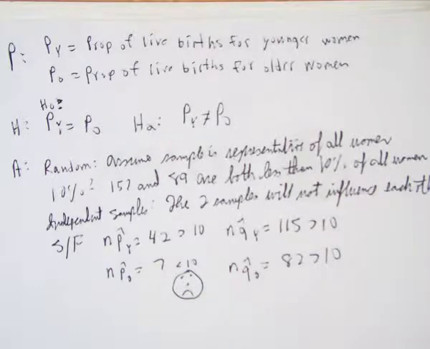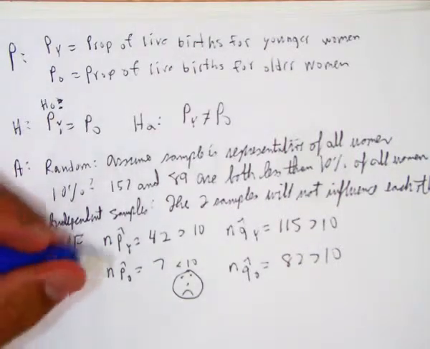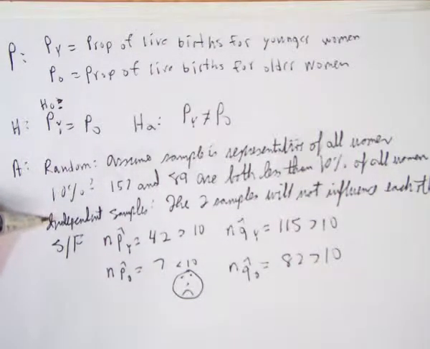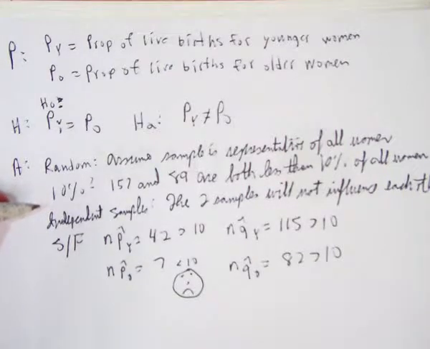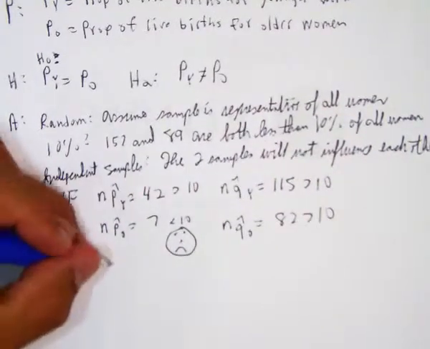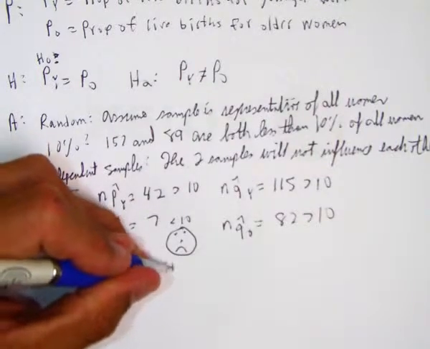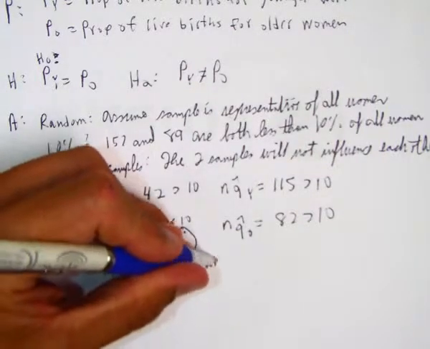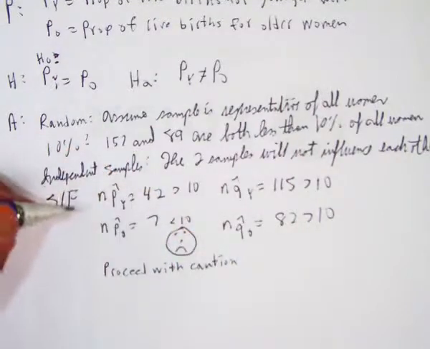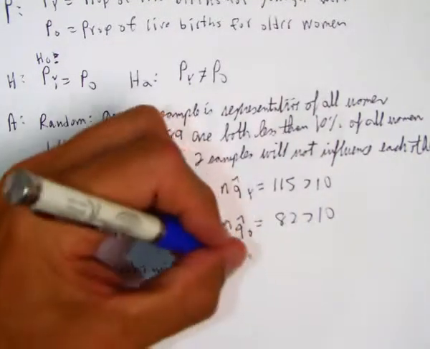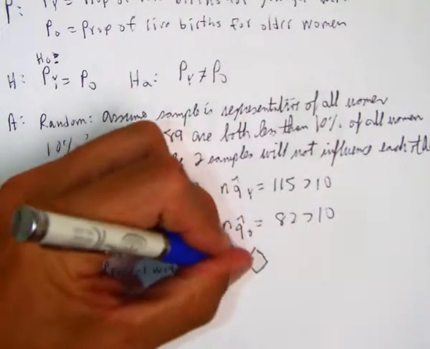So what we're going to do here is, really this sample isn't large enough to continue, but we're going to proceed with caution. Okay, proceed with caution. So I'm going to put up a caution sign.